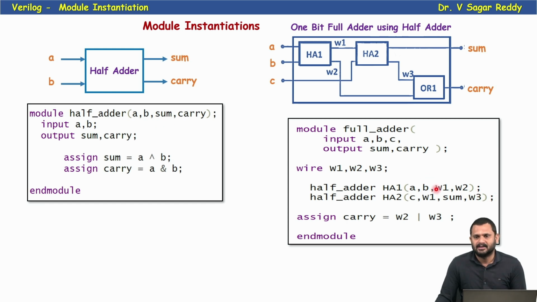Sum comma, see here W1. What is W1? The half adder produces a sum, as the third signal if you see, sum. So W1 is produced as the sum. Here W2 as the carry.